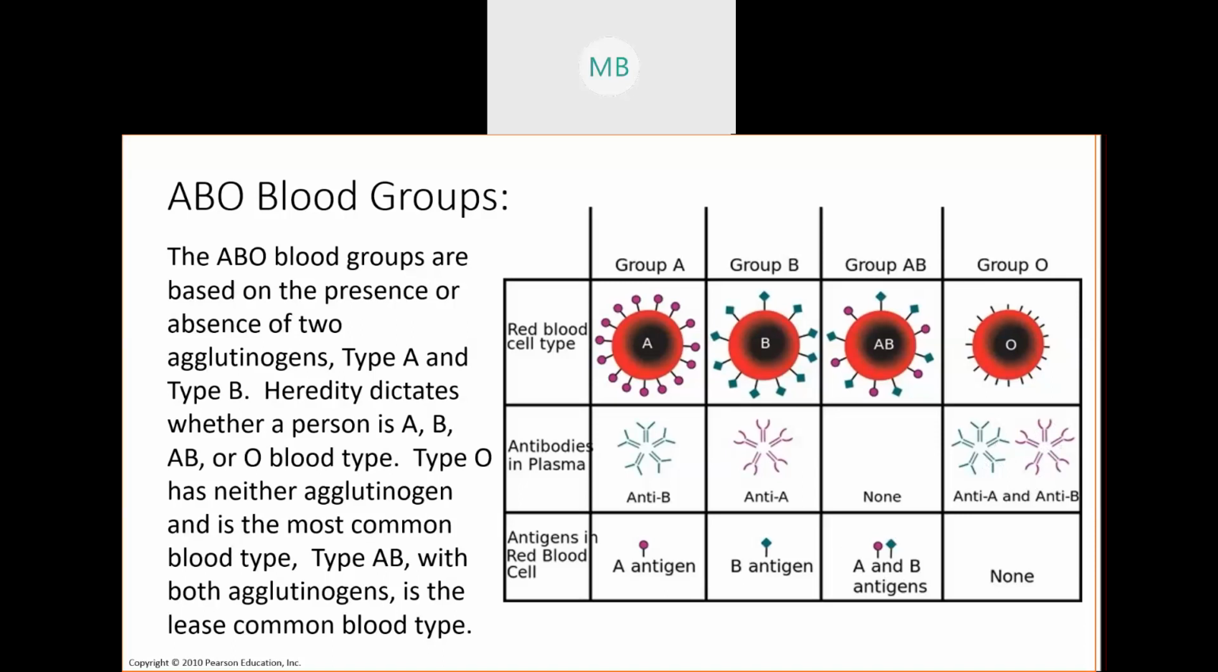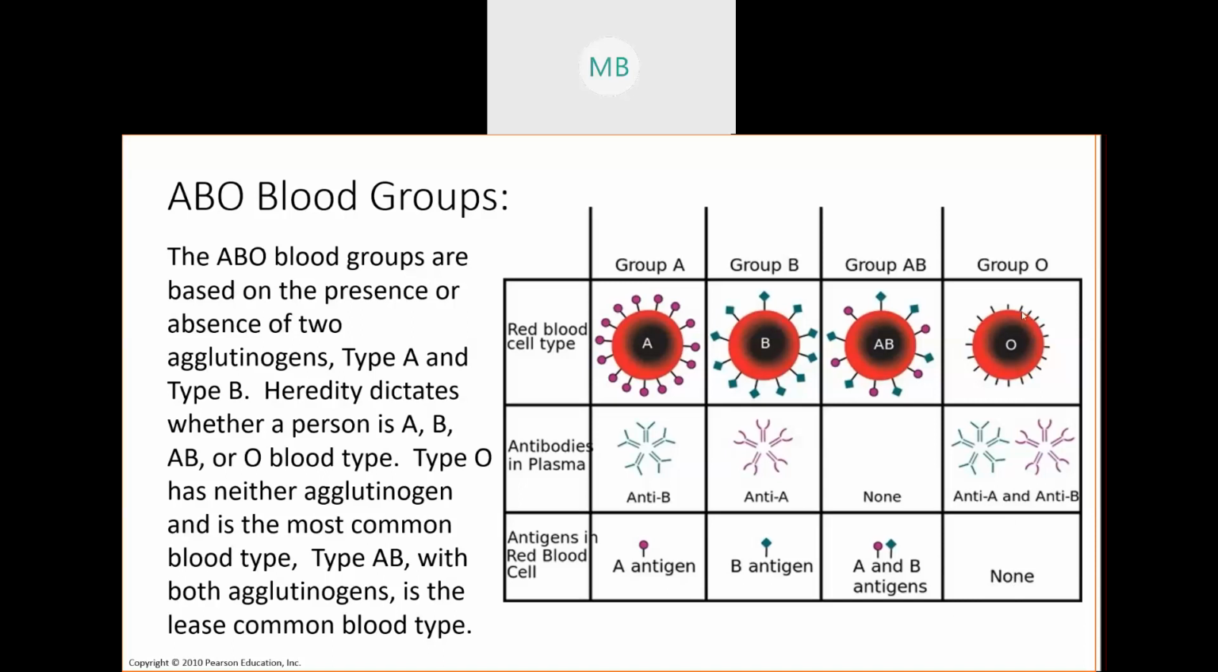Because of this, O blood can only receive blood donations from other O people. But AB blood can receive donations from everybody. It gets a little bit weirder when you start talking about who you can give blood to.